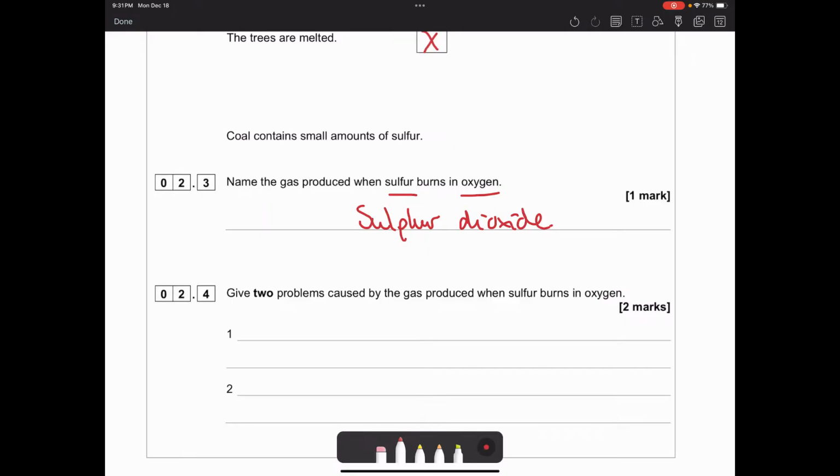Give 2 problems caused by the gas produced when sulphur burns in oxygen. Well, you've got to know sulphur dioxide is the gas that causes acid rain. Okay, that would be 1 mark. You could also say acid rain causes damage to buildings. The other thing you can say is it causes respiratory problems.